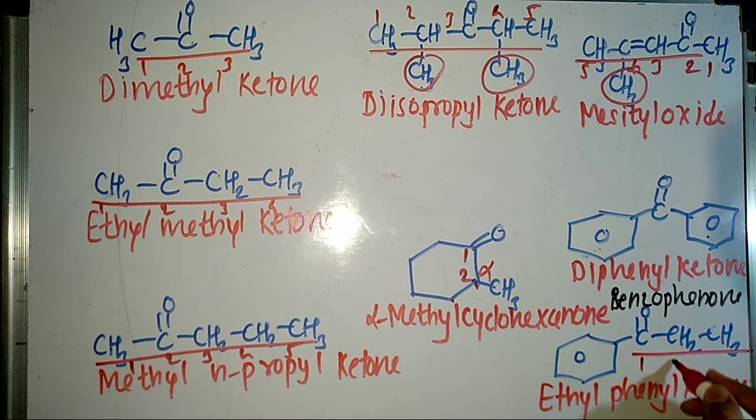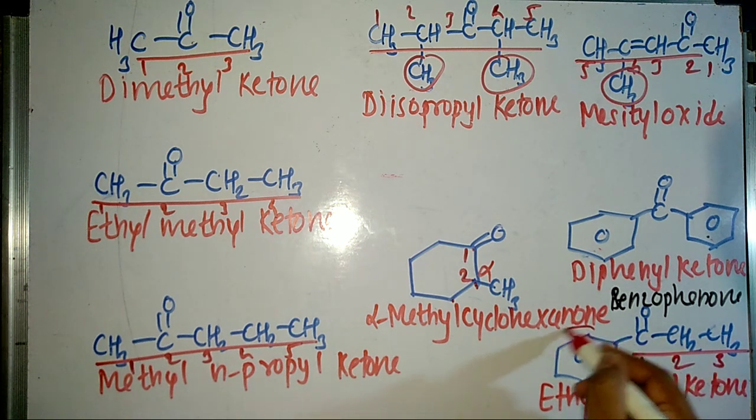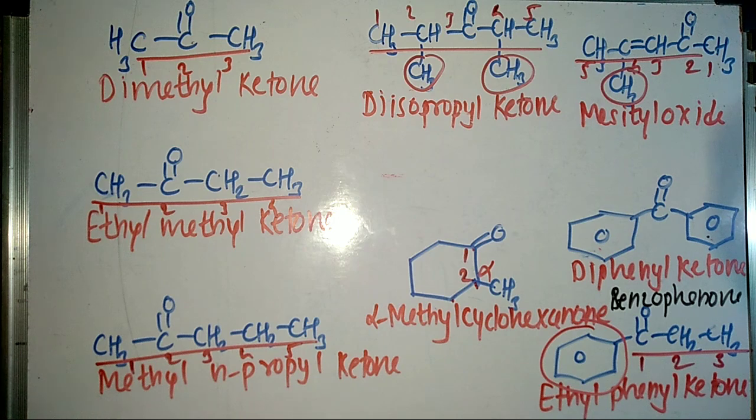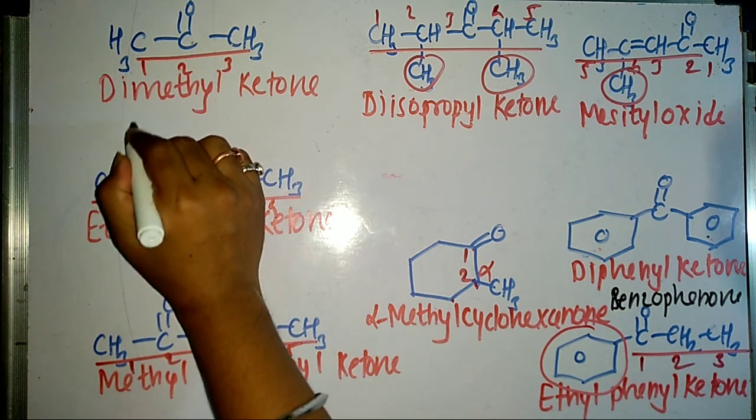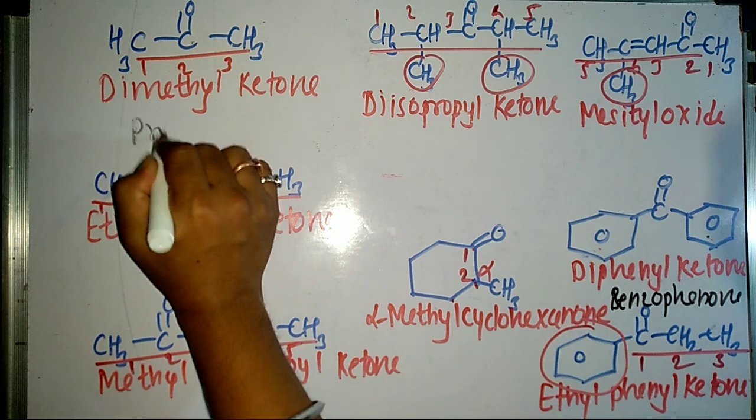Numbering should be done in such a way that the ketonic carbon will get the lowest possible number. So this is the way of numbering here. In this case, this will be the substituent. So we will write the IUPAC name now. Total 3 carbon atoms are there, so I will write it as propane.